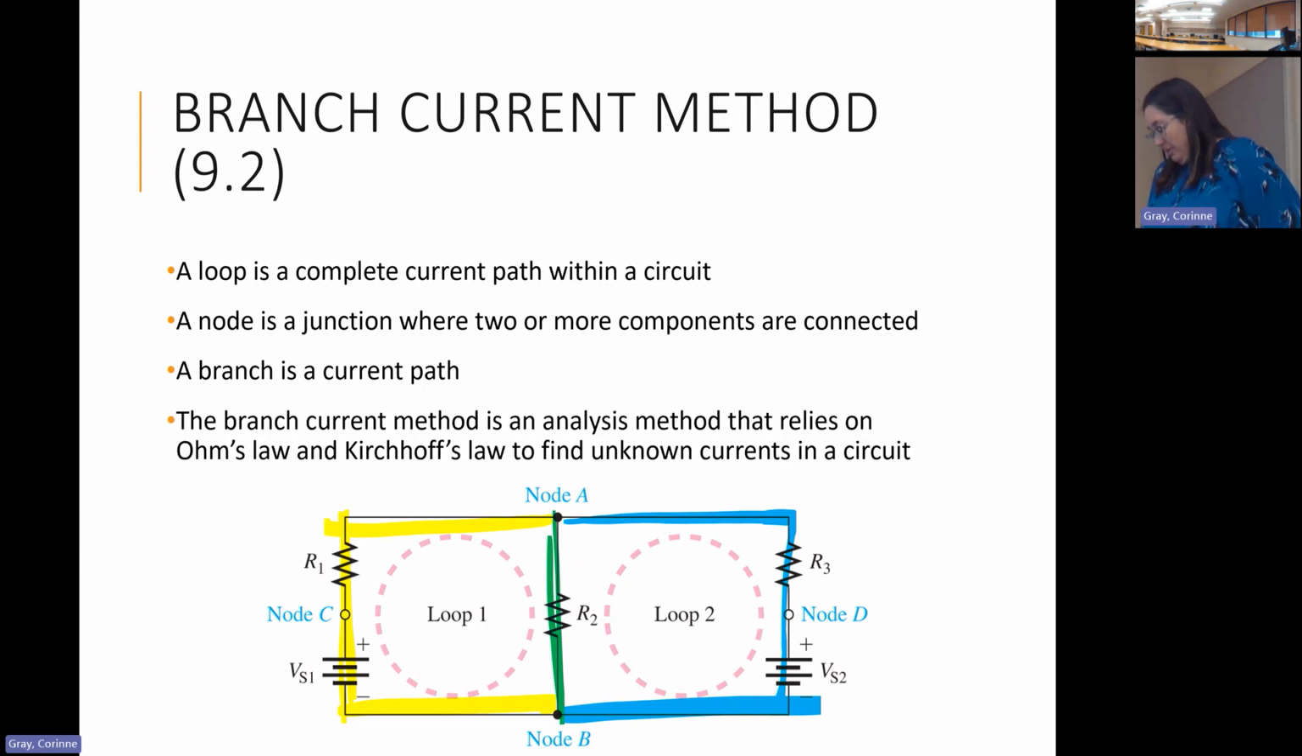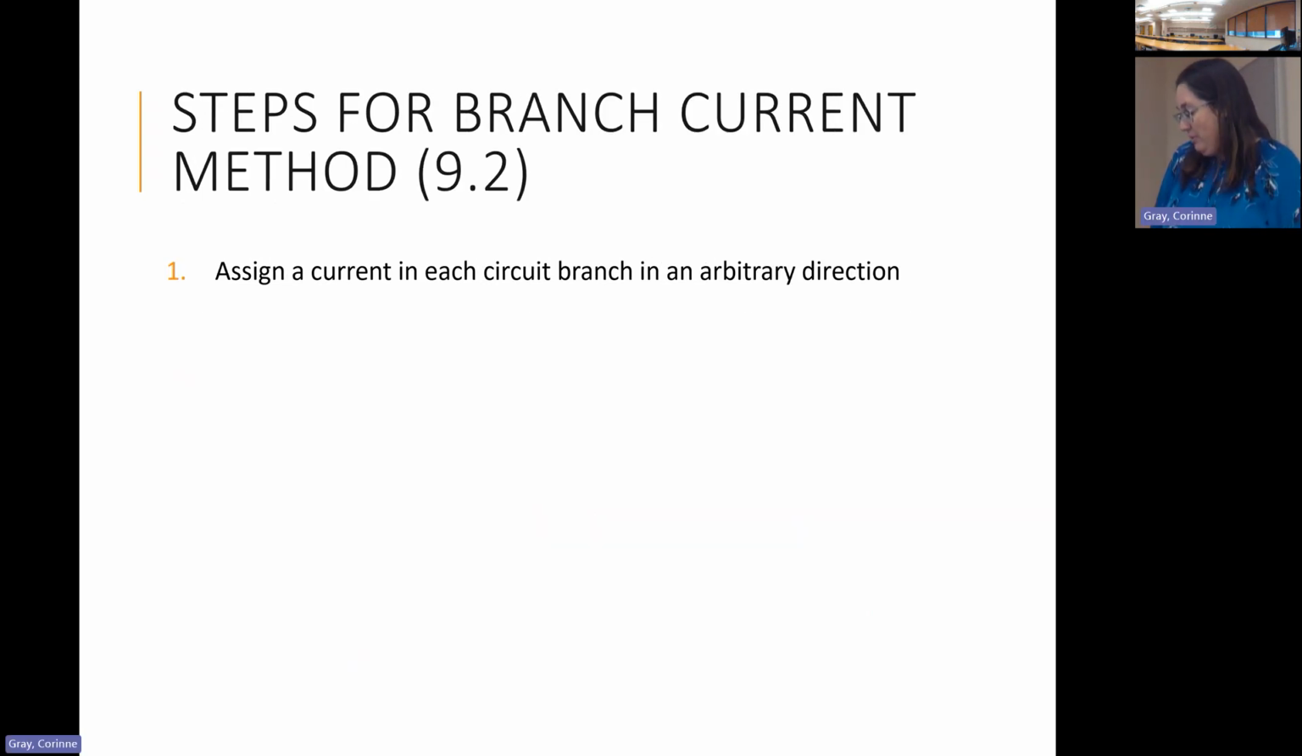So the branch current method is an analysis method that relies on Ohm's law and Kirchhoff's laws, so loop and voltage, to find all of the different unknowns. What you would do is pick a direction for your loop.